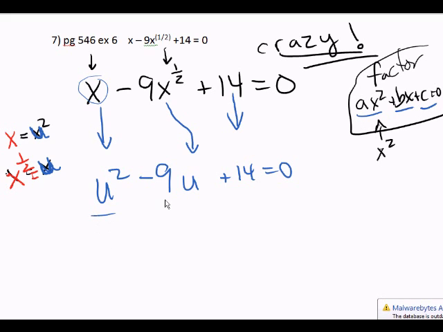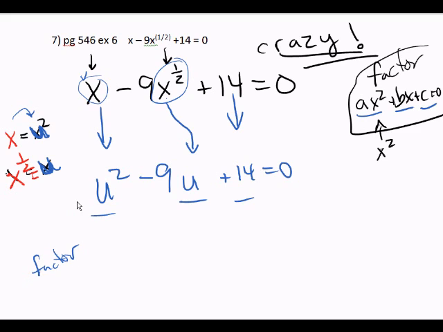Now it kind of looks like this, right? ax squared plus bx plus c. U squared minus 9u plus 14. I can factor this now. Instead of x's, I'm just using u's. So whatever is in this first spot, I changed it to a u squared. Whatever's in the first spot, you change it to a u squared, and we're going to do that every single time. And then whatever's in the second spot, you just change it to a u. The second spot was x to the 1/2, so I changed that to u.